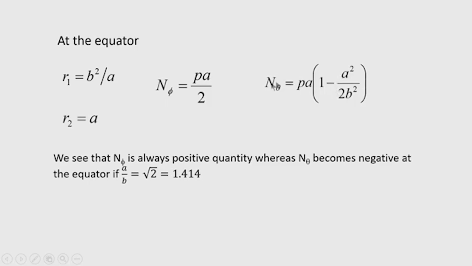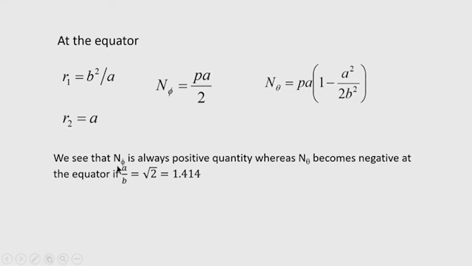So, from this expression, it is clear that n phi is always positive, that means, n phi is always tensile in nature. However, n theta can reverse its nature. So, n theta is p a into 1 minus a square by 2 b square. P and a are quantities which are positive, but this quantity may be positive or may be negative depending on this a by b ratio.